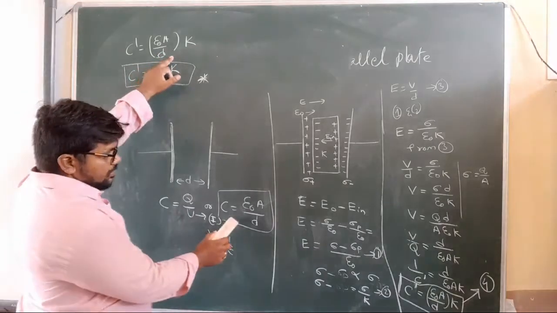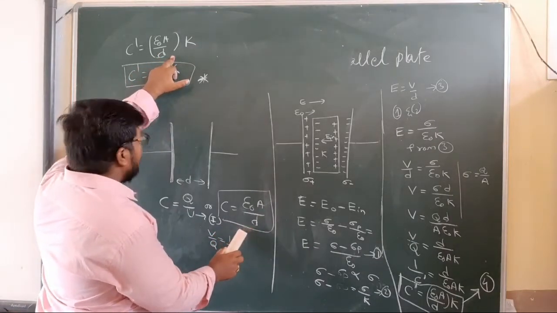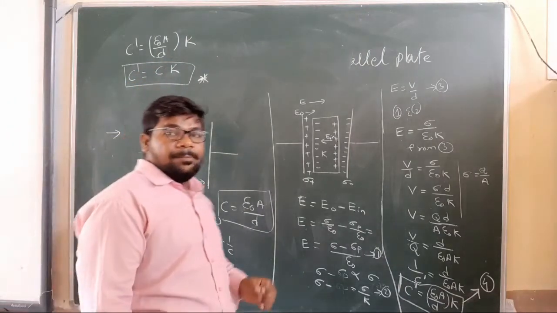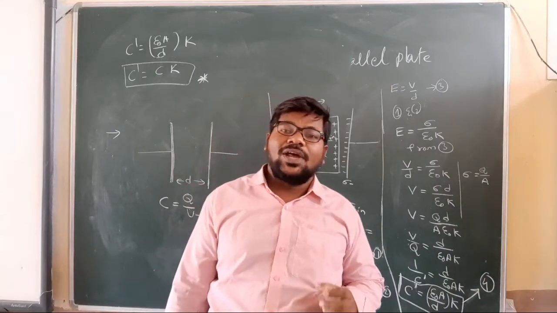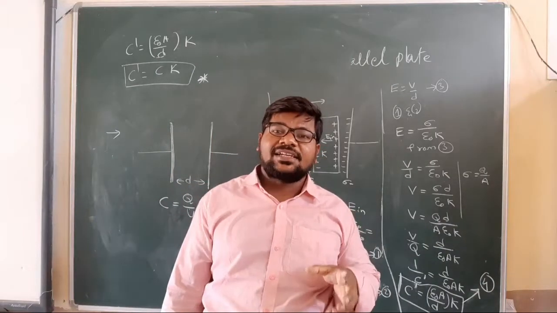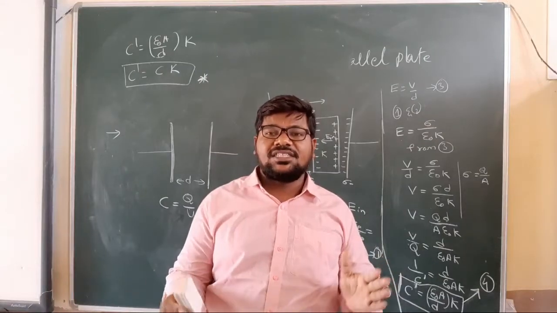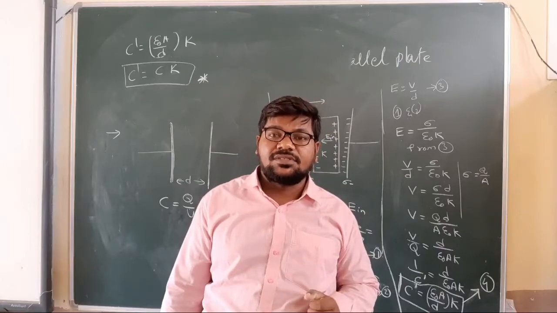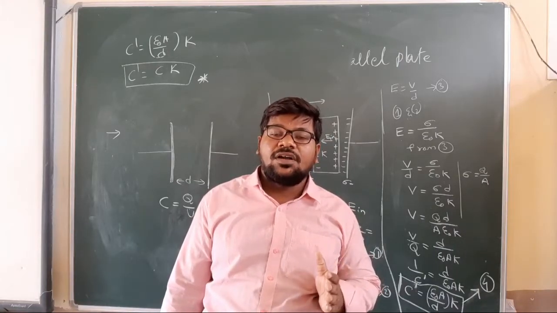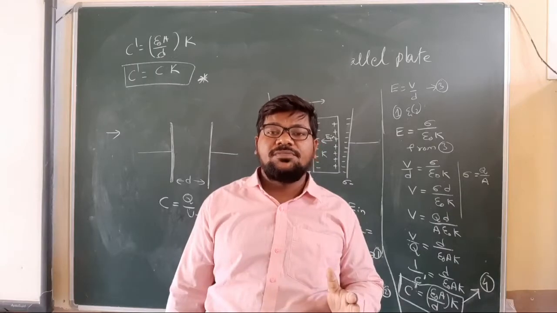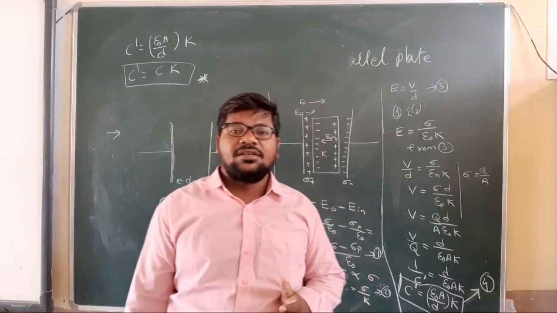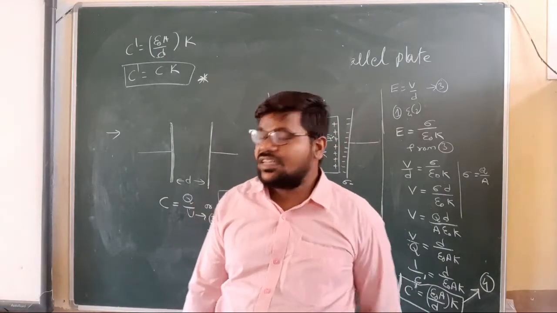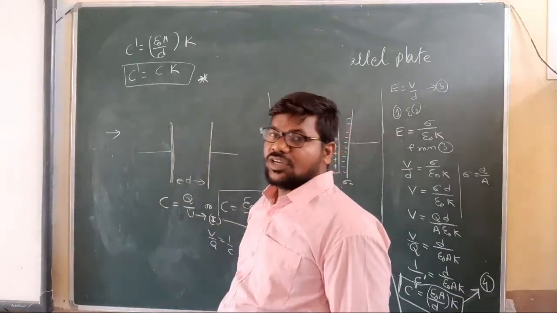So we know that C is equal to epsilon naught A by D. This we substitute here, and we get C dash is equal to C into K. The main important point: whenever a dielectric medium is introduced between the plates of a capacitor, the capacitance increases by K times. Clear, my children? This is the final expression.